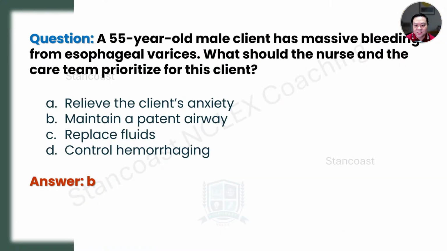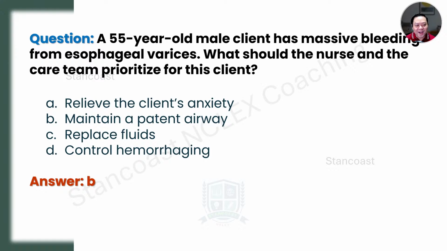Let's do the next question this time. All right. A 55-year-old male client has massive bleeding from esophageal varices. What should the nurse and the care team prioritize for this client? Is it A, relieve the client's anxiety, B, maintain a patent airway, C, replace fluids, or D, control bleeding? Of course, you're already seeing the answer there. It's letter B.